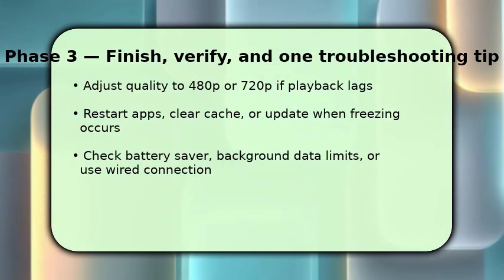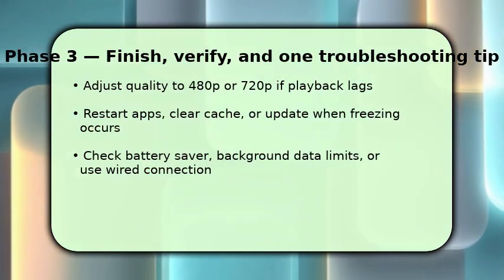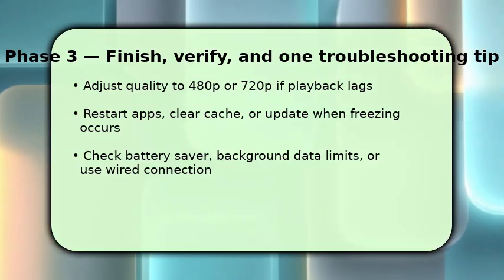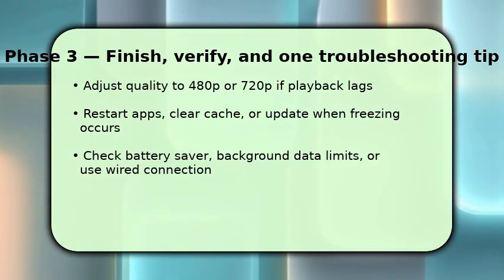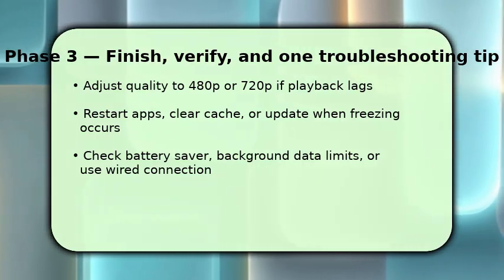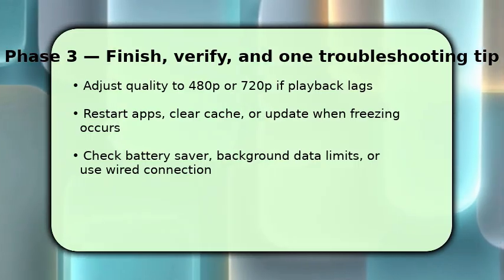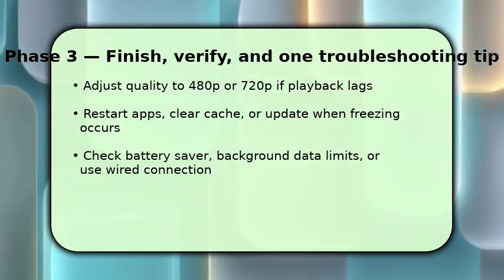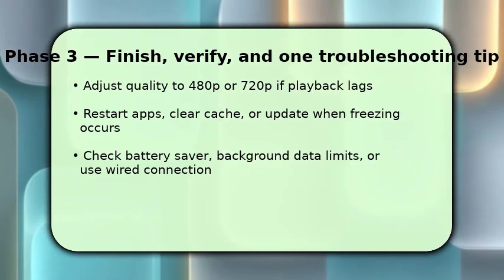Finally, optimize settings and know how to fix common issues. If video stutters, lower quality to 480p or 720p. This reduces CPU and network load. If an app freezes, restart it, clear cache, or update to the latest version. These actions often resolve conflicts.